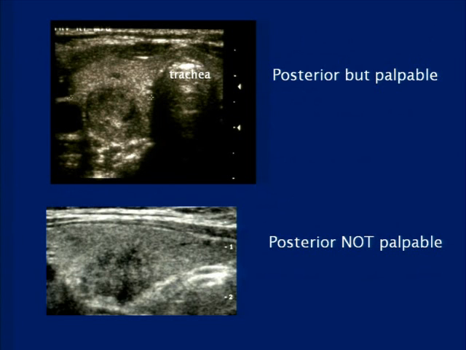And these are just some examples of nodules that would really be more difficult to biopsy with palpation. This is a posterior nodule. You can see it does raise the upper border of the thyroid, and you likely would palpate that there was an abnormality on this right side of the thyroid. But the nodule itself is actually quite posterior.